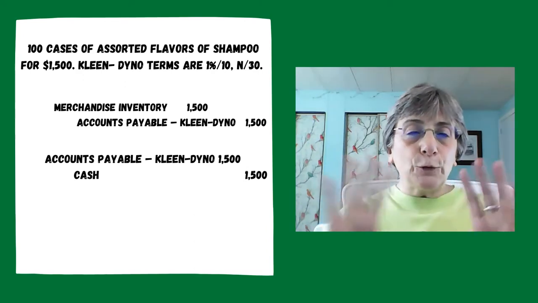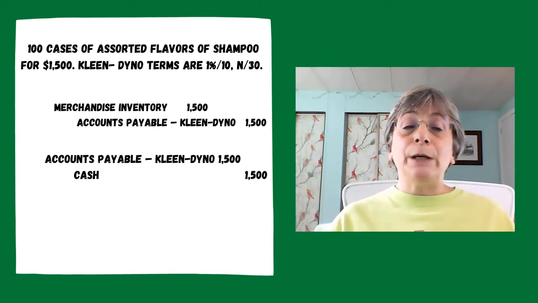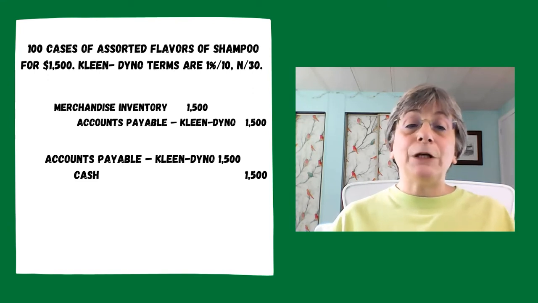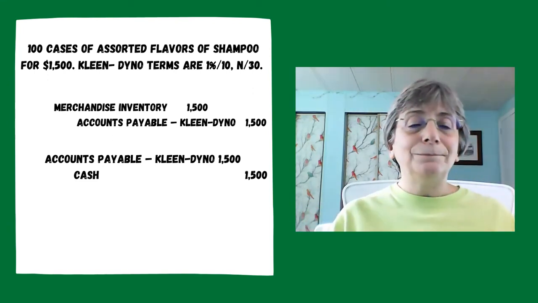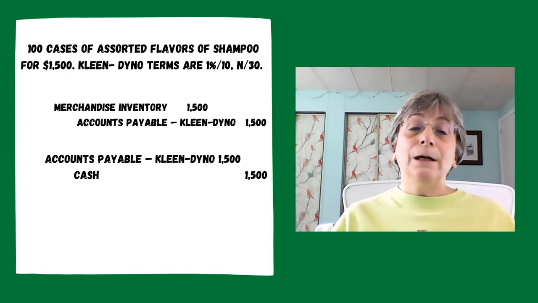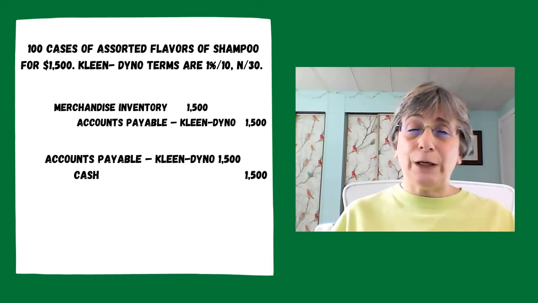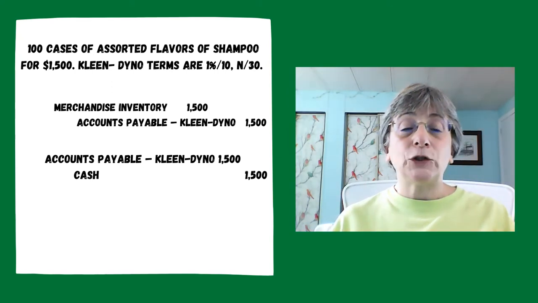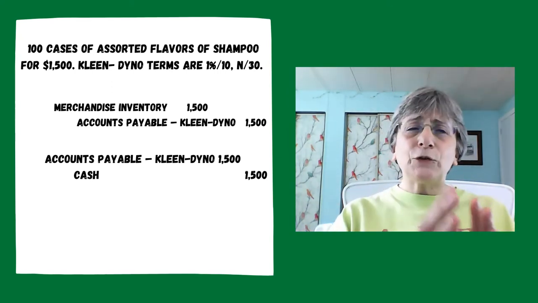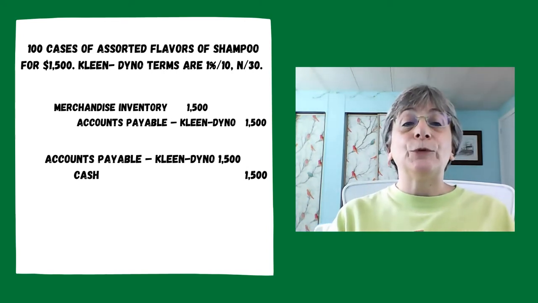Now, if for just the moment we ignore the discount, our entry would be merchandise inventory $1,500 and accounts payable - Clean Dino for $1,500. And then when we pay the bill, we're going to debit accounts payable Clean Dino for $1,500 and we're going to pay $1,500 in cash to settle our bill. Next, we'll look at how the transaction changes if we bring terms into it.